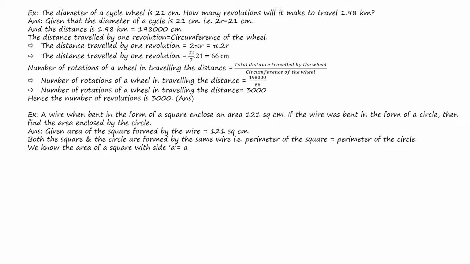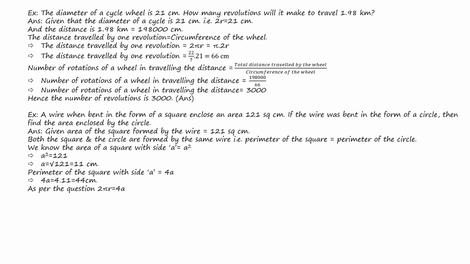We know area of a square with side a equals a square. So here a square equals 121, or a equals square root of 121, which is 11 centimeter. Now perimeter of the square with side a is 4a. So the perimeter of the square is 4a equals 4 into 11, which is 44 centimeter. As per the given question, 2 pi r equals 4a. That means 2 pi r equals 44, or r equals 44 by 2 pi, which is 44 into 7 by 22 into 2, which is 7 centimeter.